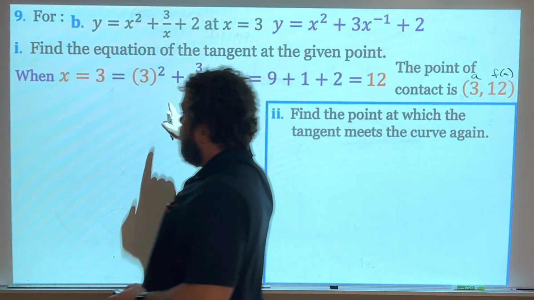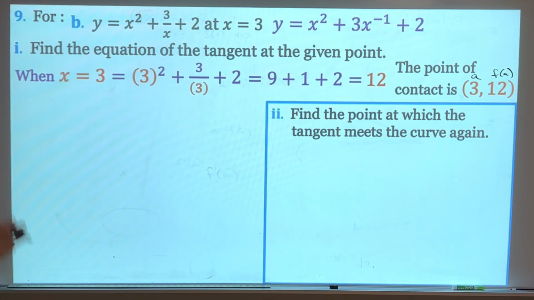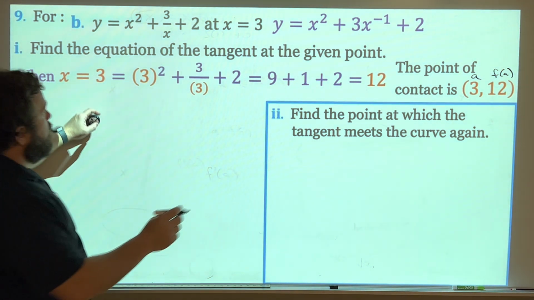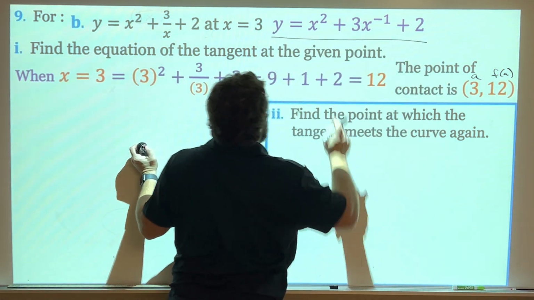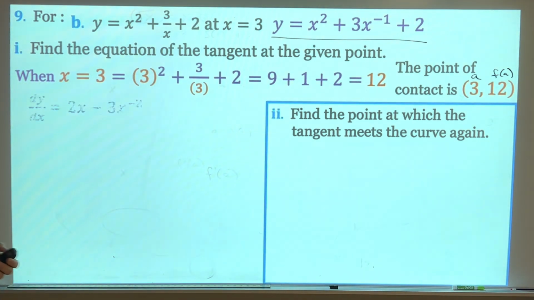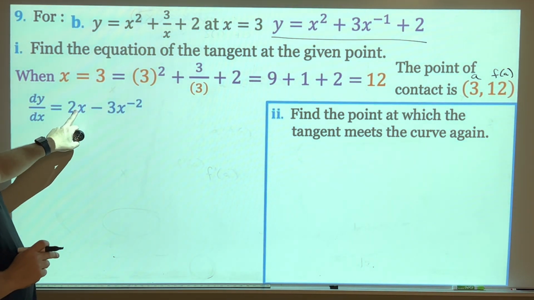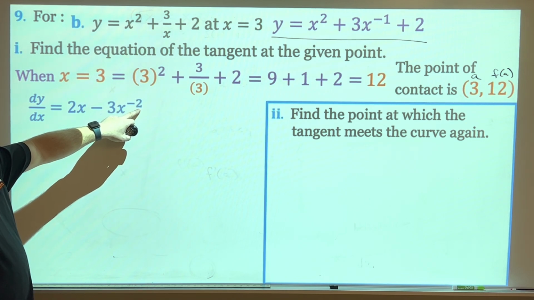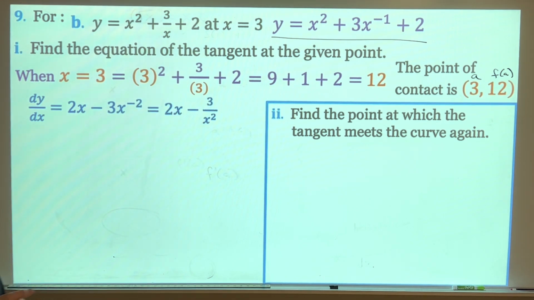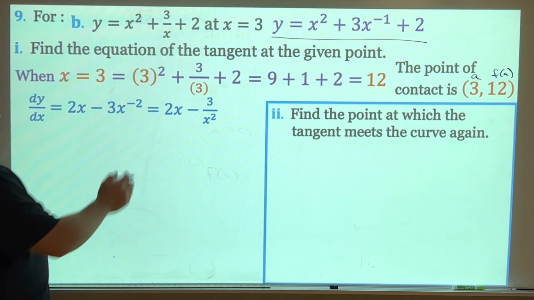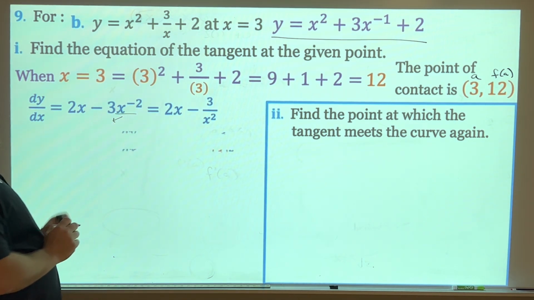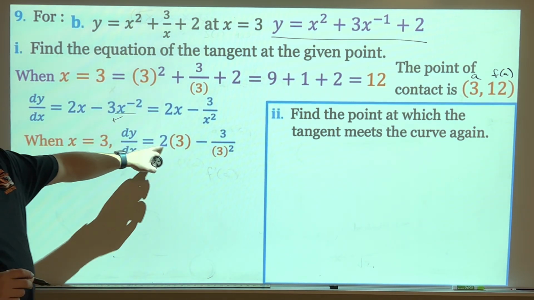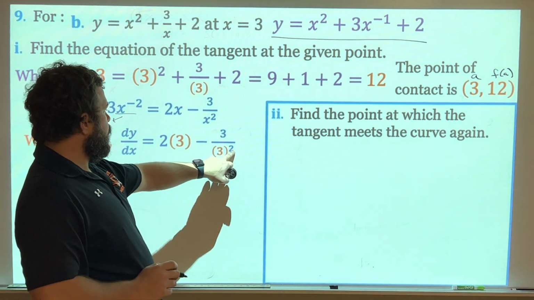All right? Next thing you're going to do: derive. This is the easier one to derive. 2x plus 3 times negative x to the negative 2 plus 0. So it's just 2x minus 3x squared. We want to know f prime of a, so we're going to have to type 3 into the equation. You could rewrite this by just pulling this to the bottom. So when x is 3, you get 2 times 3 minus 3 over 3 squared.